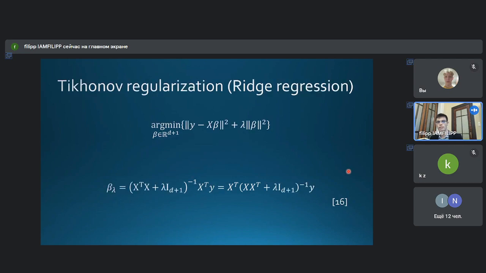Now, the second method is the Tikhonov regularization, also known as ridge regression. Here, we introduce parameter lambda, and now we are able to find a more accurate solution. Below, we see this identity, which is the identity of the solution for the Tikhonov case. And we can now find the optimal lambda value using the discrepancy principle.